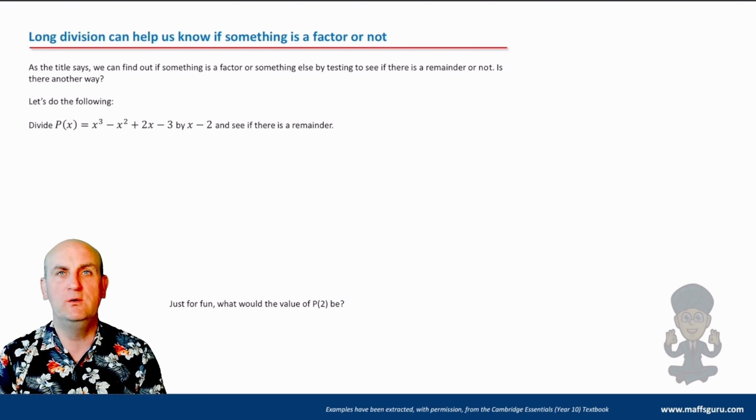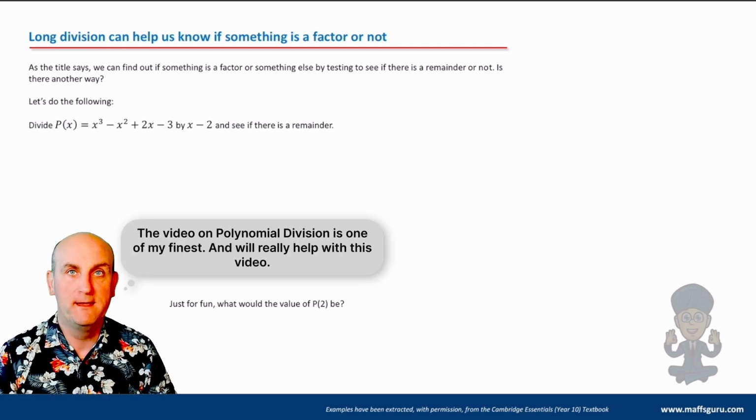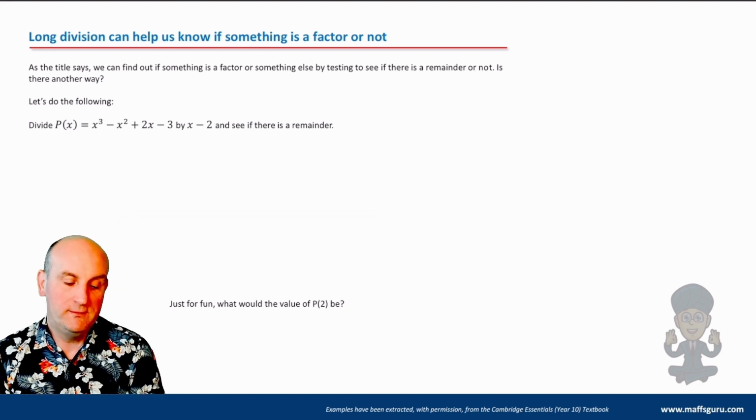So the first thing we're going to do is check whether something's a factor. How do we do that? It'll have no remainder, i.e. the remainder would be 0 after we do long division. If you haven't watched the video on long division, as I say, it's on YouTube or Maths Guru for you to be able to watch.